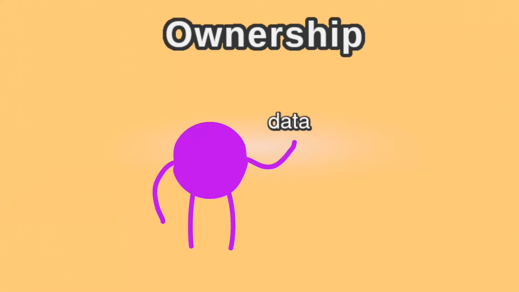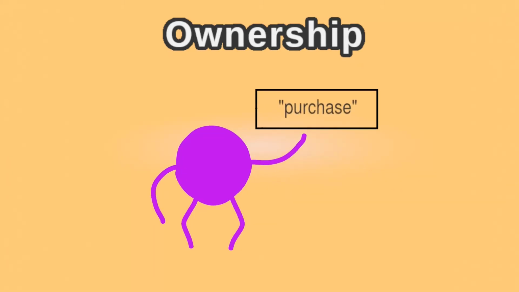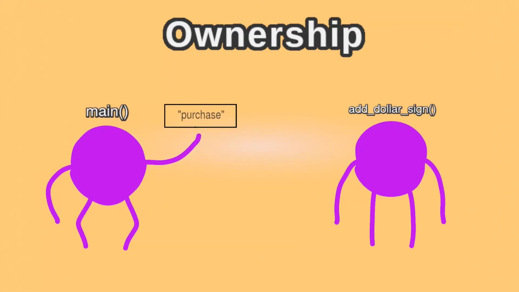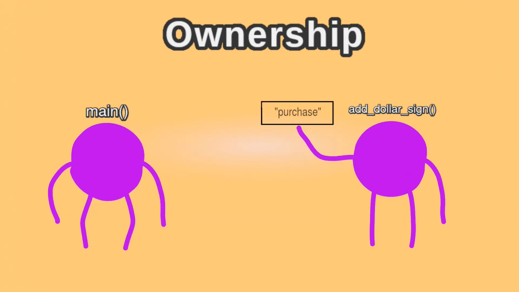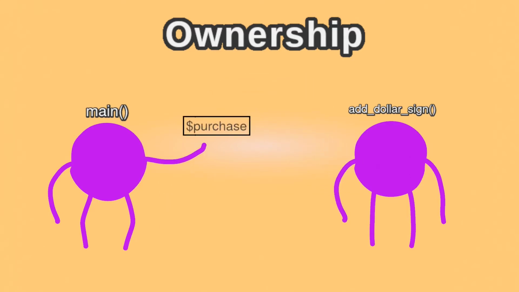Every bit of data is owned by a certain scope. For instance, when we create the purchase string, it is owned by the main function. When it calls the dollar function, it transfers ownership from itself to the dollar function. In other words, it moves the purchase data. The dollar function then consumes the data and returns a new string, which main owns under the name purchase with dollar.